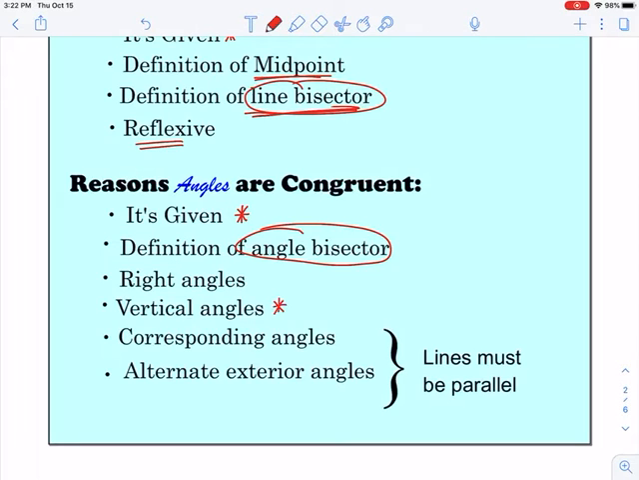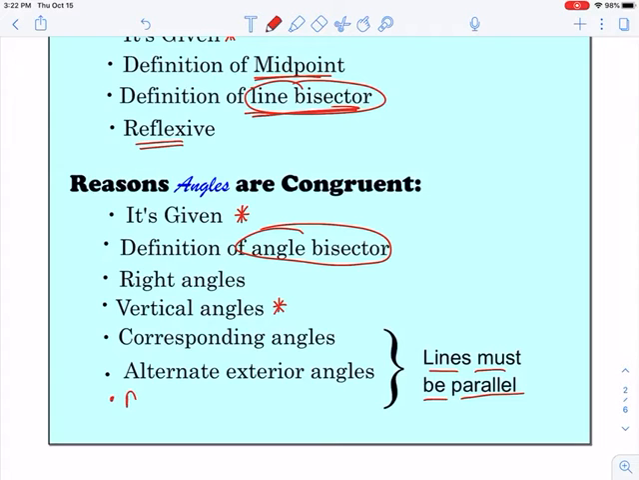Vertical angles. If you have a pair of vertical angles, they are going to be congruent. And then we also have some reasons if you have parallel lines, things from parallel lines that we learned back in chapter 2. If you have corresponding angles, they would be congruent. You could also have alternate exterior angles that are congruent.